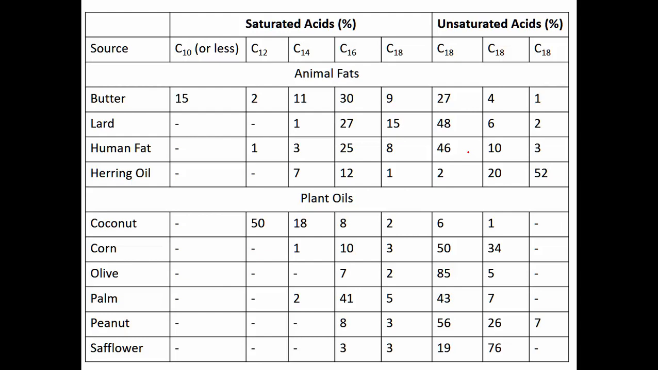Okay, let's look at some fats and their natural sources. Okay, so first we have animal fats. These are derived from animals. What you see here is that we have saturated and unsaturated. In most cases, these numbers aren't going to add up to 100 because this is only part of the spectrum of fats that you can have.